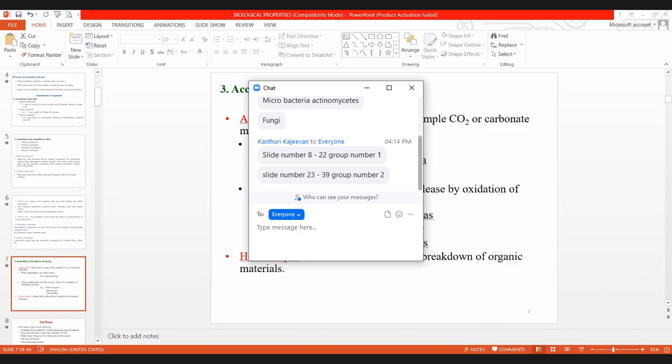So I will divide your batch into two rooms, and group number 1, first assign one leader and three sub-leaders. Same as group number 2, also assign one leader and three sub-leaders. Then the leader can share the slides, okay? And share the notes part, and after 30 minutes each group has to explain the content in your assigned slides, okay? Yes or no?